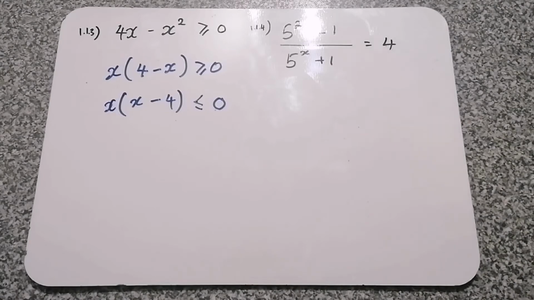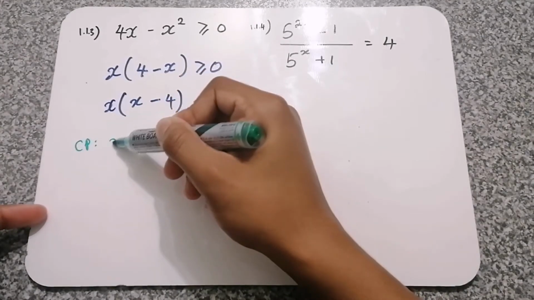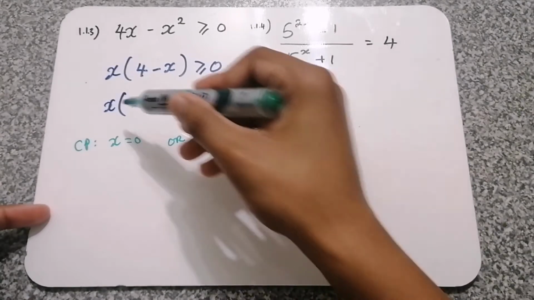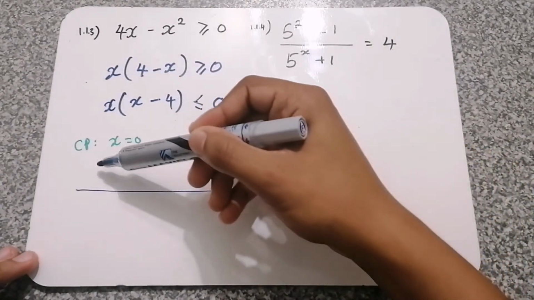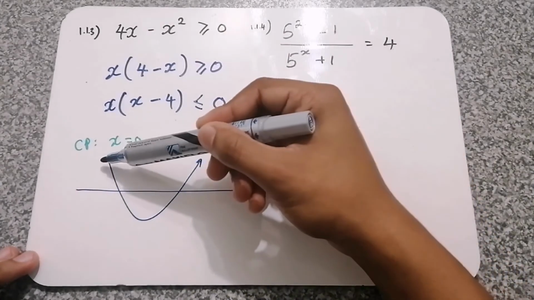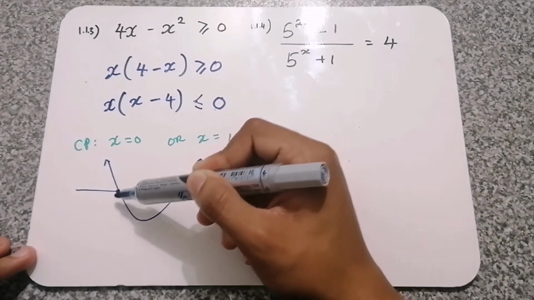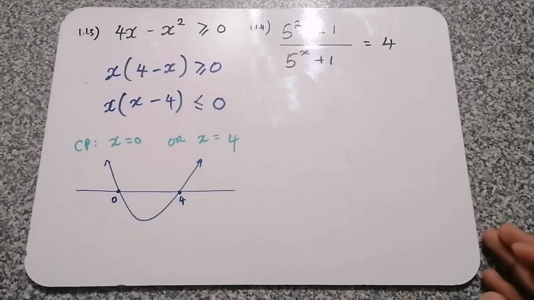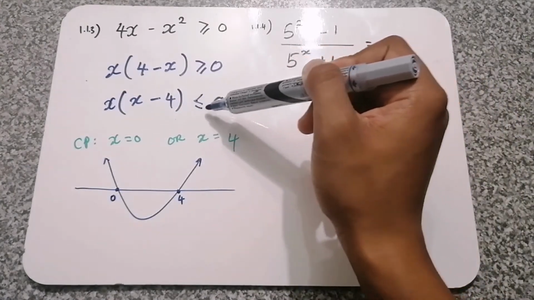Okay, now before we go further, let's just write out our critical values. So x is either equal to 0 or x is equal to 4. These are the critical values that come from that equation. Now, I'm going to draw the parabola. This is the quadratic function to represent this quadratic inequality. And this point will be 0 and this point will be 4. Right. So less than 0, or yeah, in this case it's now less than or equal to 0.